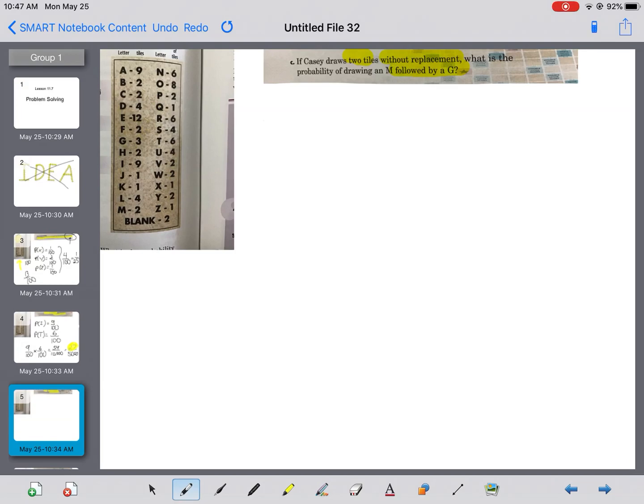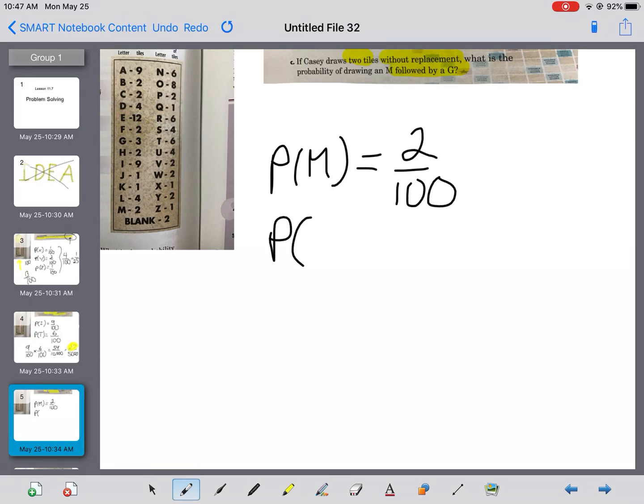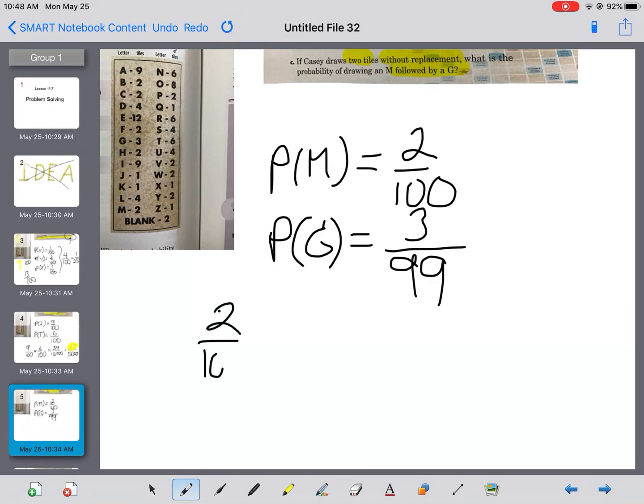So let's do my probability of M is 2 out of 100. But now I have not put that M tile back in the bag. So now there's actually only 99 tiles left. It went down by 1. And 3 of those tiles are G. So again, I multiply.